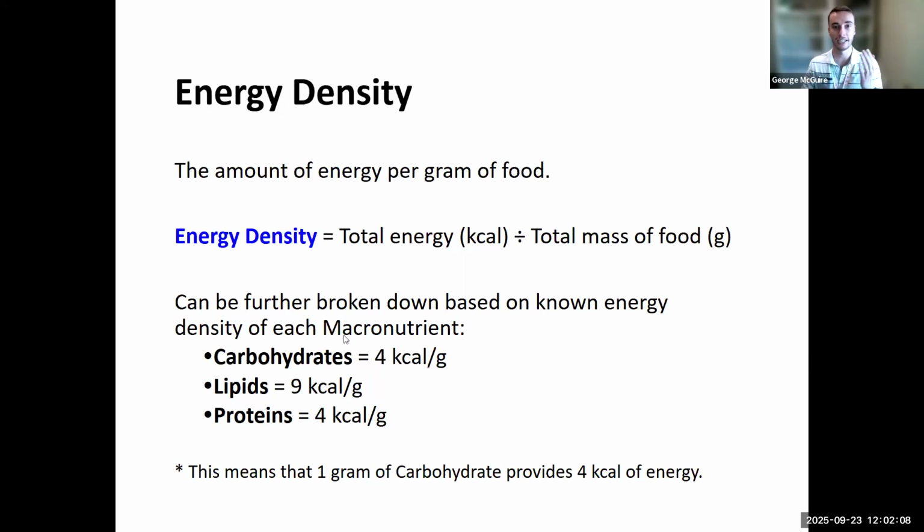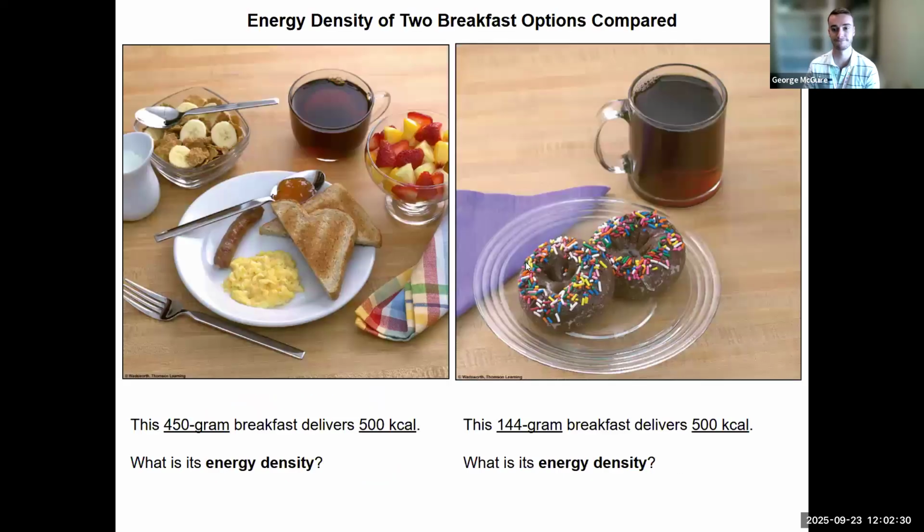But essentially, we have determined that on average, carbohydrates provide 4 kilocalories per gram, lipids provide 9, and proteins provide 4. So for 1 gram of carbohydrate, you are providing your body with 4 kilocalories. So if you were to eat 100 grams of carbohydrate, that is supplying your body with 400 kilocalories. Right? That's the main idea.